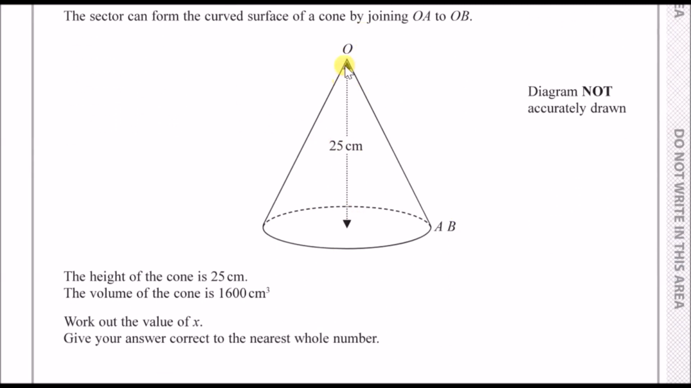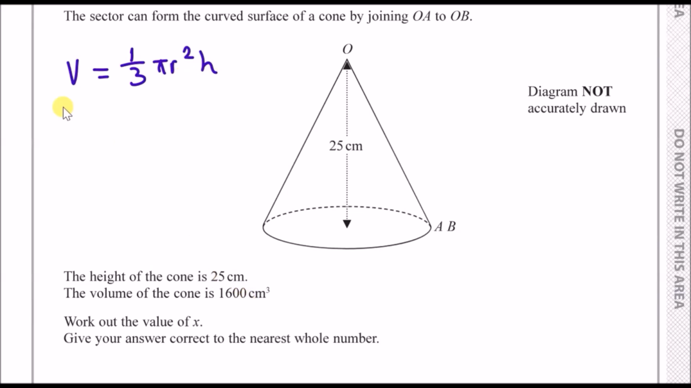Now we're given some dimensions of the cone. They tell us that the vertical height is 25, and they also tell us that the volume of this cone is 1600 centimeters cubed. Before we work out anything else, let's try and find the radius. The volume of a cone is given at the front of the book: the volume is 1/3 pi r squared h, where h is your height and r is your radius.